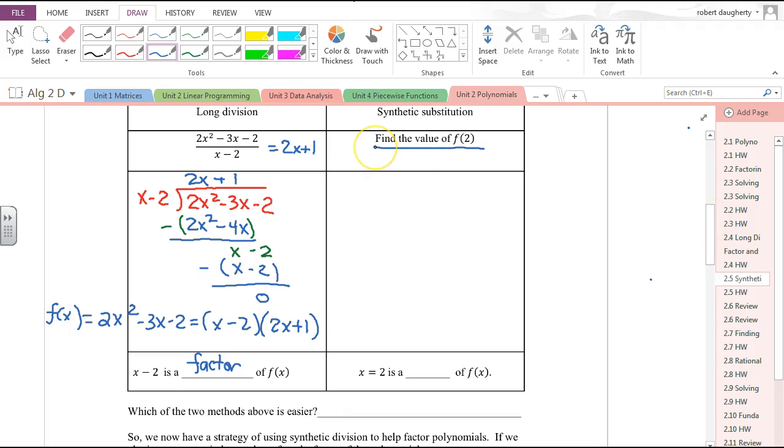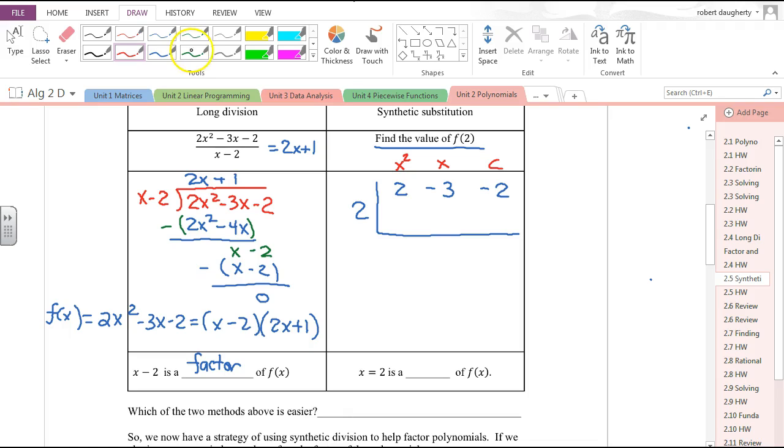So let's look at synthetic substitution. So remember, find the value of f of 2. Remember the way we did this. I put a 2 here, and then I copy down all the numbers of this coefficient. So that's what? 2, negative 3, and negative 2. The 2 corresponds to my x squared, that's my x, and that's my constant.